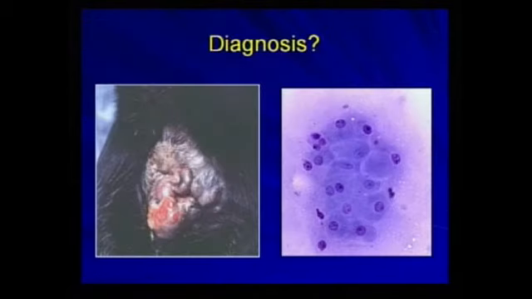We are looking at the south end of a dog. There are multiple large masses around the anus, the largest of which is ulcerated. And on the right we have a fine needle aspirate. Think about what we're seeing here. Are the cells individualized? No, it is a cluster, which should tell you that we're looking at an epithelial neoplasm.